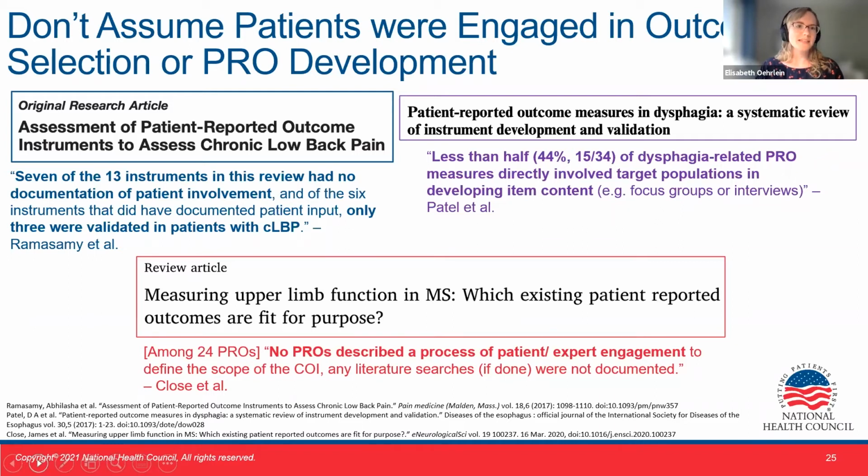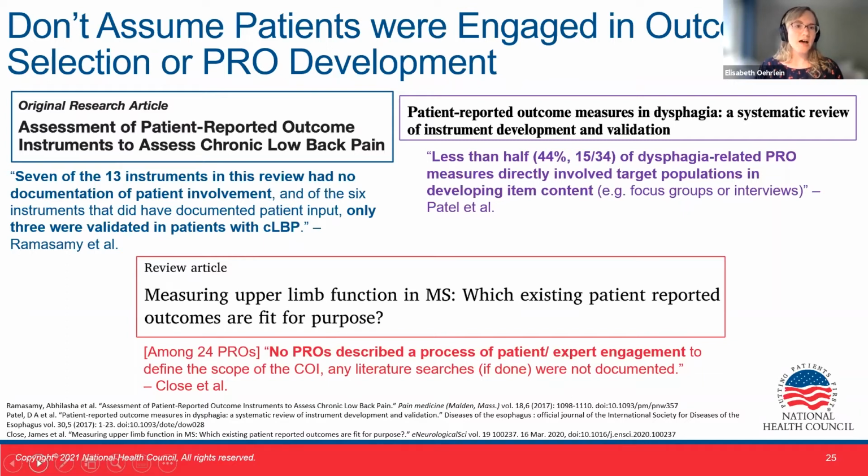And so these are assessments of patient-reported outcomes in various therapeutic areas. And so that means that they looked in the literature to see if they could identify all the different questionnaires or patient-reported outcomes that have been used in past research on a specific disease. And what you see here is that on the top left, these researchers looked at PROs that are used to assess chronic low back pain.